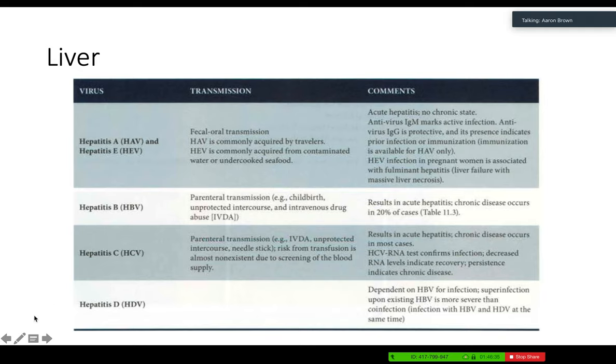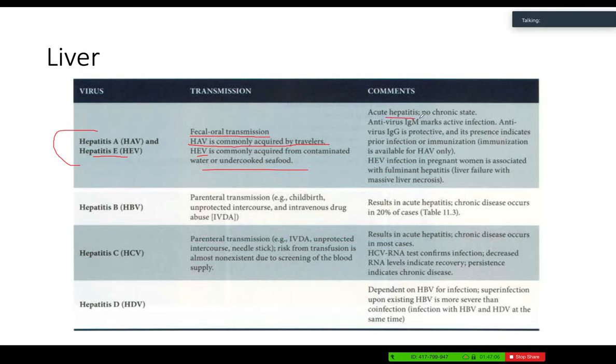Our causes for hepatitis: we have hepatitis A and hepatitis E, and these two we kind of group together because they are both transmitted fecal-oral. All the rest of them are not going to be fecal-oral, just hepatitis A and hepatitis E. Hep A is sort of our traveler's hepatitis with an acute presentation, a lot of vomiting, abdominal pain, nausea that tends to pass after a short period. HEV is commonly acquired from contaminated water or undercooked seafood.